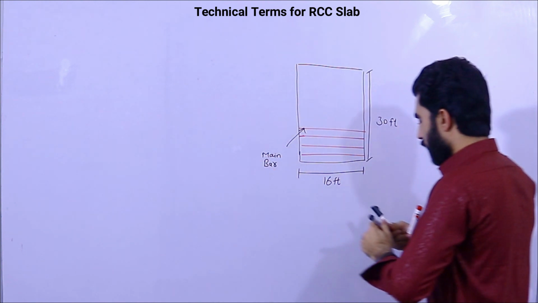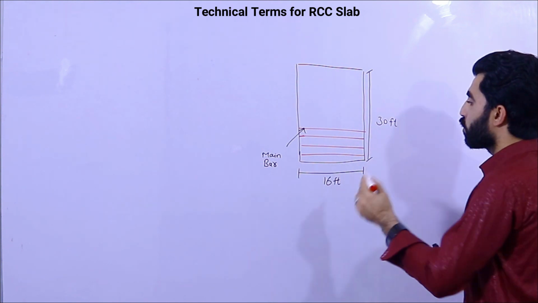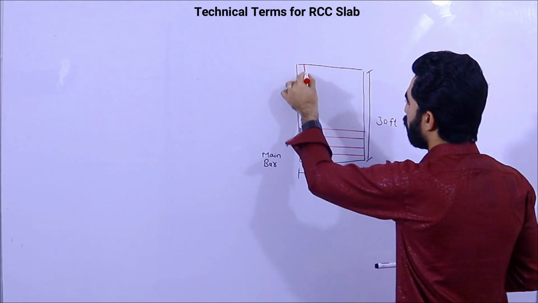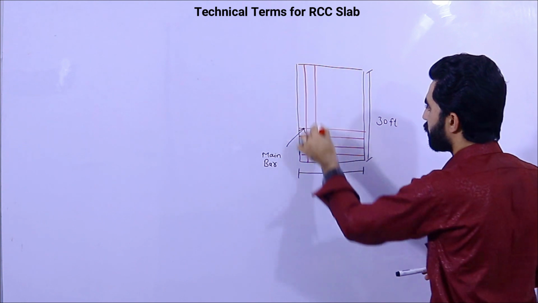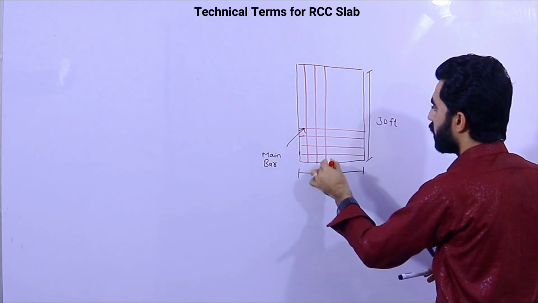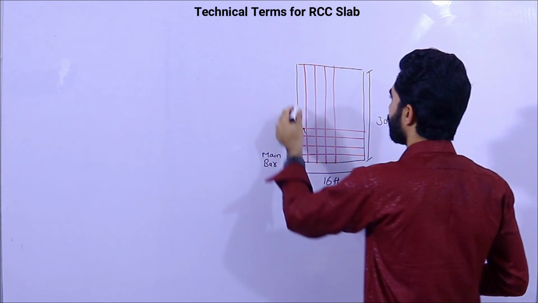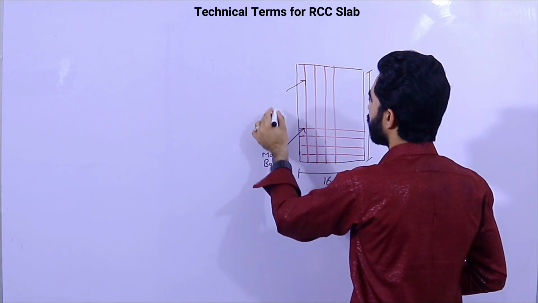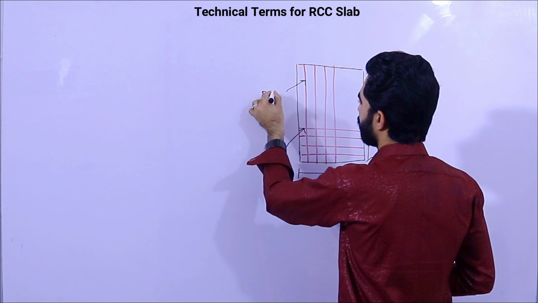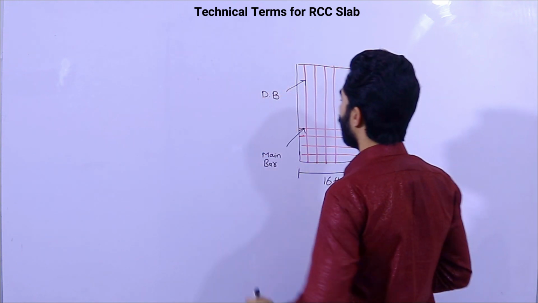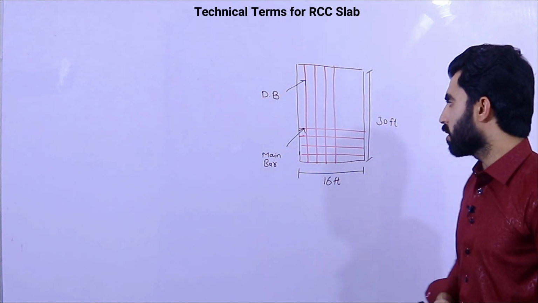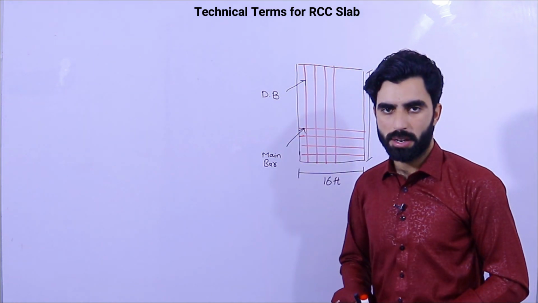Okay, and the steel reinforcement which we place widthwise like this, as you can see, the width is 16 feet, these steel rods are called distribution bars. Okay, now let me discuss the details.